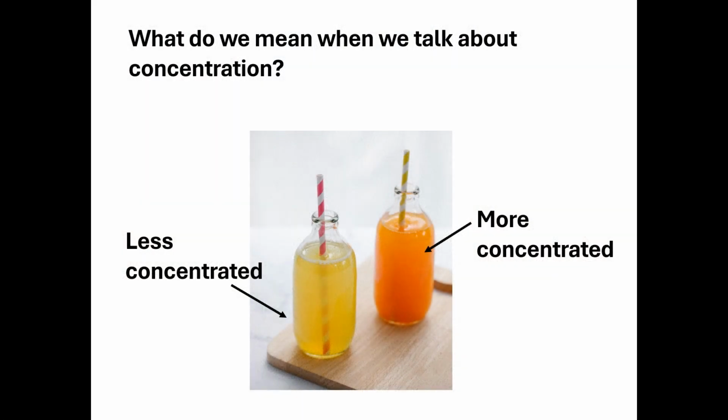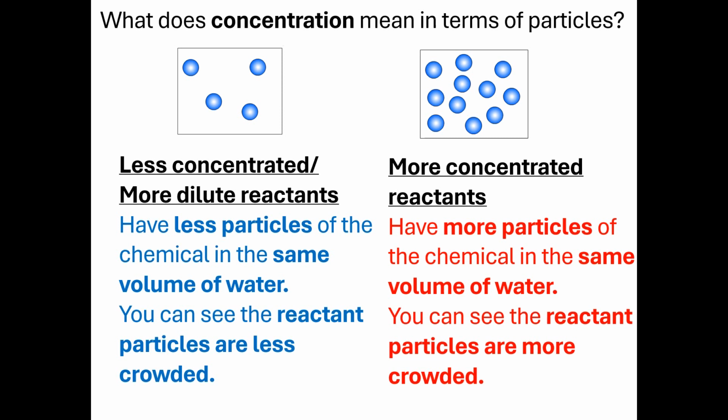So what does concentration actually mean in terms of the particles? Well, in a dilute solution or a lower concentration, we've got less particles of the chemical in the same volume of water. And we can see that the reactant particles are less crowded. If we've got a more concentrated solution or a higher concentration, we've got more particles of the chemical in the same volume of water, and therefore the reactant particles are going to be more crowded.